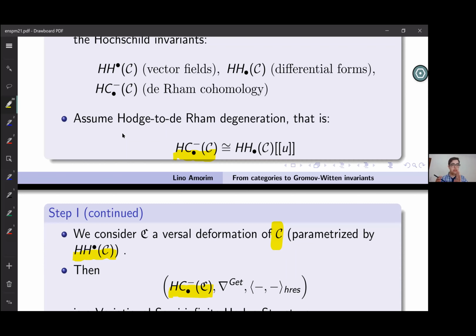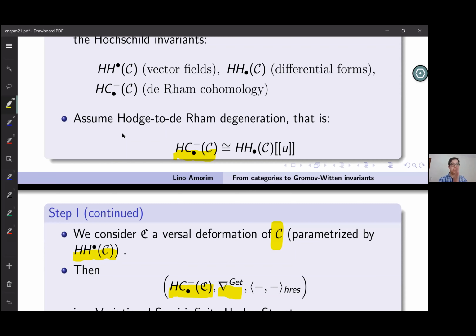We take a deformation of the complex manifold, and then we take the cohomology, or relative cohomology, of this total space, and then in there, we have two important structures. One is this, I use Getzler. So this is an analogy with the Gauss-Manin connection.